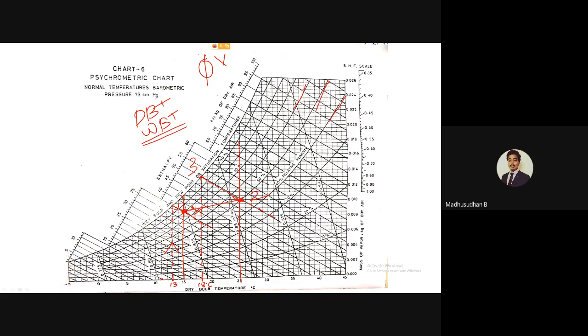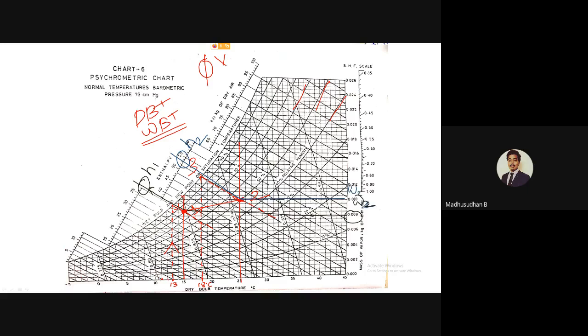For the state 1, how to calculate H1? Go vertically till it touches like this. So this particular value is H1. Okay. From state 1, go horizontally like this. And this particular value is your omega 1. Okay. Similarly for the state 2 also. For the state 2, you'll be tracing the point like this, and this particular value is your H2. Okay, from state 2, go like this. So this particular value is your omega 2.